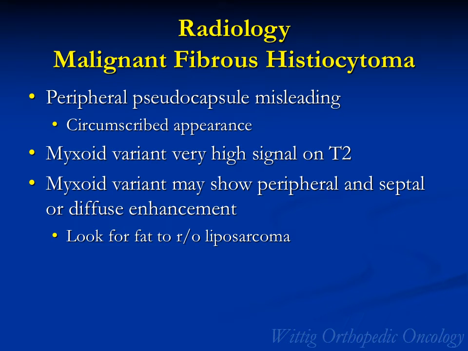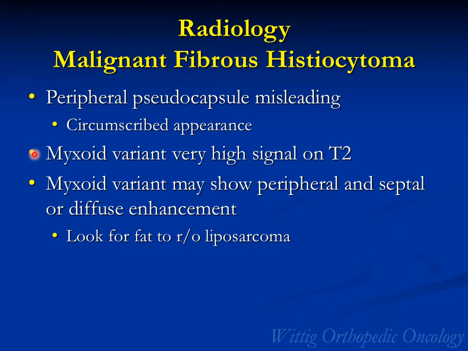MFH can look very well circumscribed on a MRI. There is a peripheral pseudocapsule where the muscle layers are compressed, and it gives the tumor a very round or well circumscribed appearance, but this is very misleading because it is not really a well circumscribed tumor. The tumor will infiltrate into this pseudocapsular layer, and that pseudocapsular layer will be involved by neoplasm. It needs to be removed at the time of surgery.